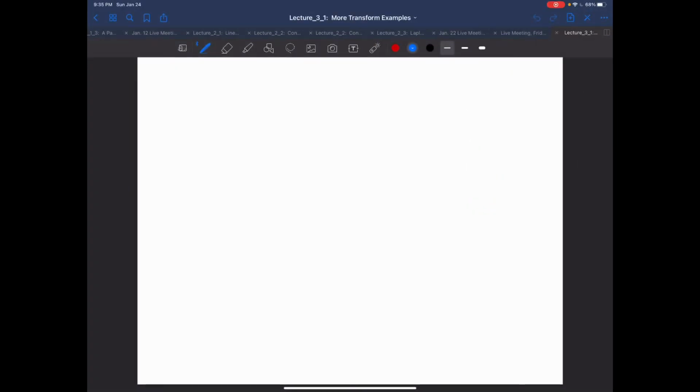Let's look at some more examples of Laplace transforms. These will not only illustrate the transform itself, but we'll use them as examples of some of the properties of Laplace transforms that we're going to look at shortly. So let's start with one that I actually went over in one of week 2's live meetings. It's what we call a unit ramp.